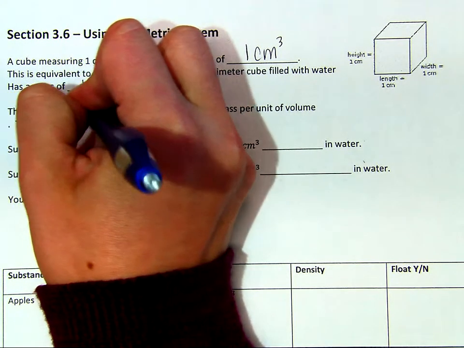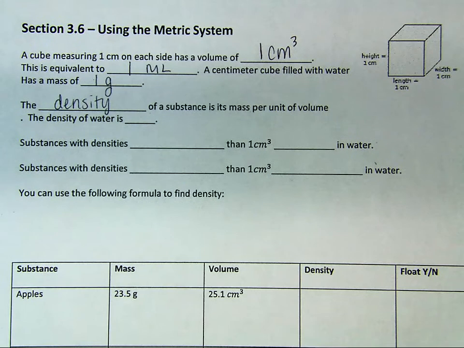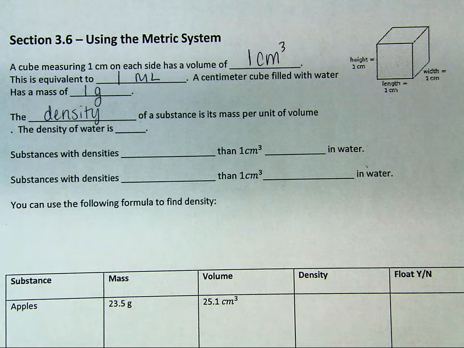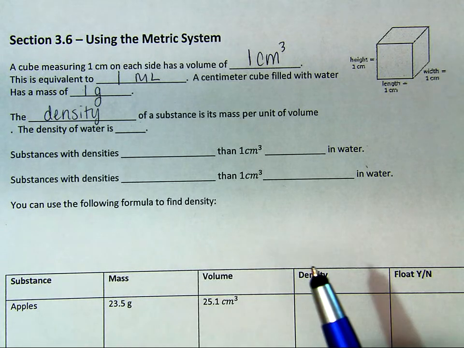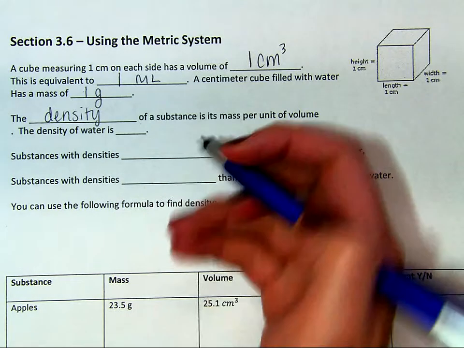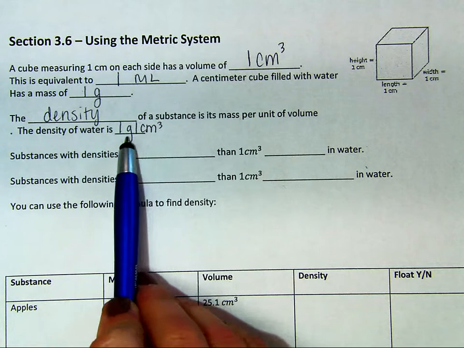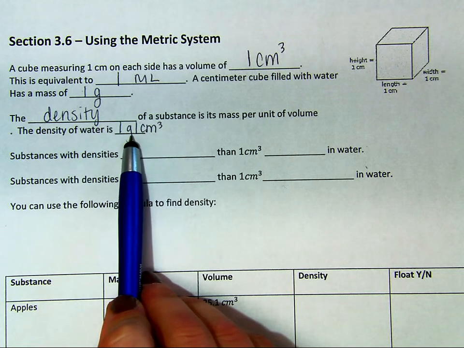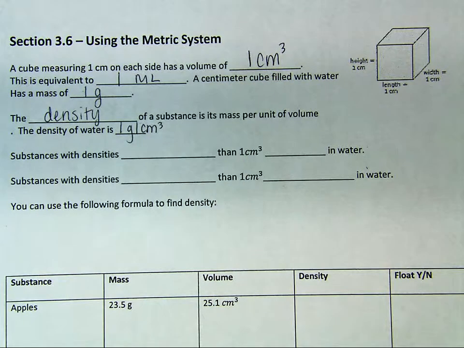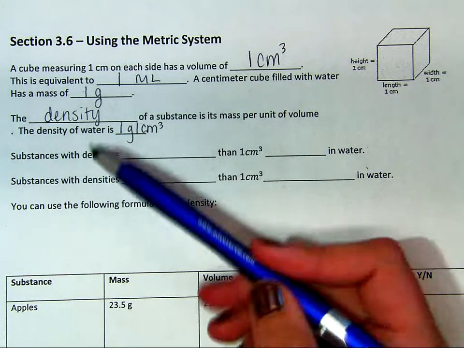The density of a substance is its mass per unit of volume. So it's kind of like how much stuff is in the cube, like how tightly packed the mass is. That's kind of what the density is. So the density of water is 1 gram per centimeter cubed. When we're talking about density, the unit we're going to use is gram per centimeter cubed. This little line means grams per centimeter cubed. So if I were going to fill this with water, the density of water is 1 gram per centimeter cubed.